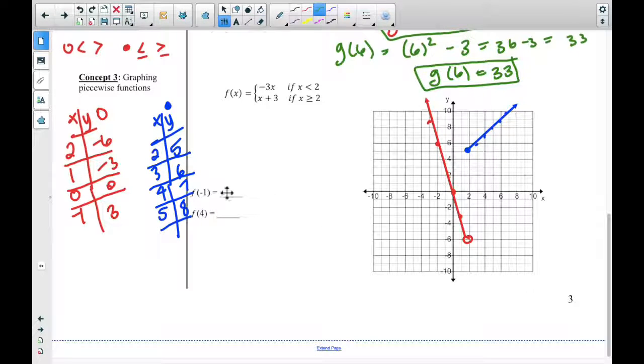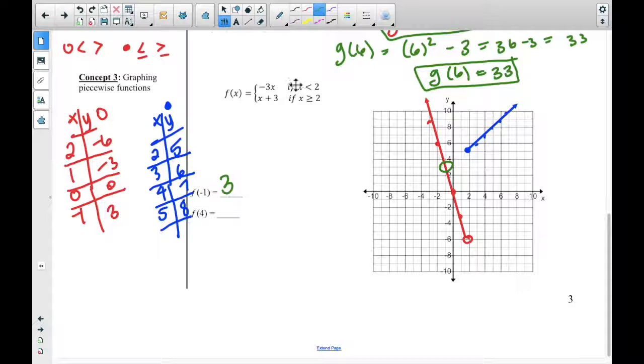The next thing I want to talk about here is how to evaluate. So we have f of -1. If we go to our graph and we go to -1, we come up here and it hits -1 at 3. That's one way we can evaluate. Just look at the graph and see where it goes. Another way is we can go to the table, and we already plugged in a -1 and we got a 3. Or we can go up to the equations and decide which one to use. -1 is less than 2, so we're going to use this one.